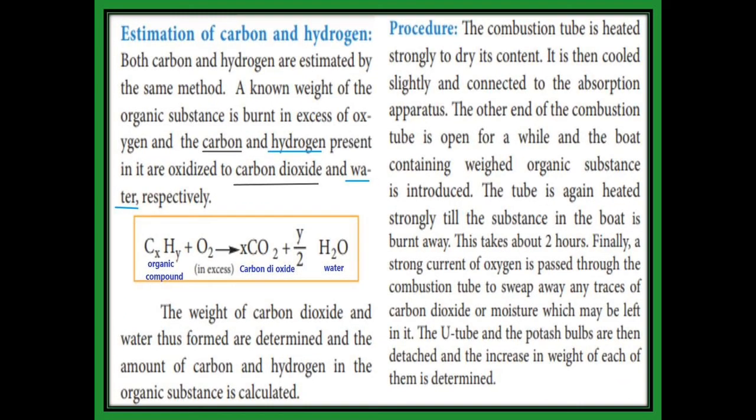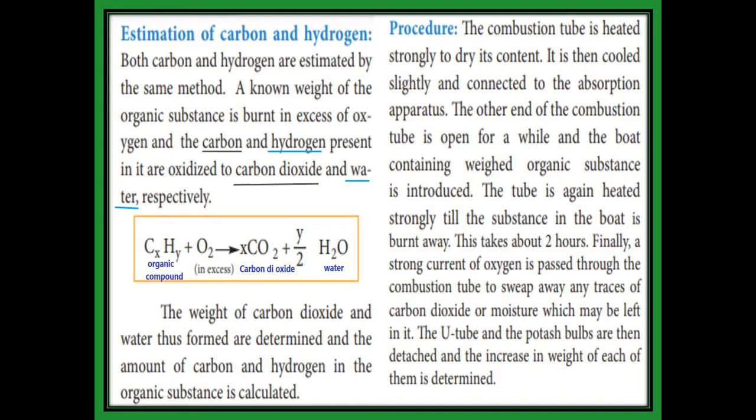Estimation of carbon and hydrogen is performed with the help of the combustion tube. What is a combustion reaction? A combustion reaction means the compound is heated in the presence of oxygen. Here the organic compound is heated with oxygen. Carbon with oxygen produces carbon dioxide. Hydrogen with oxygen produces water.